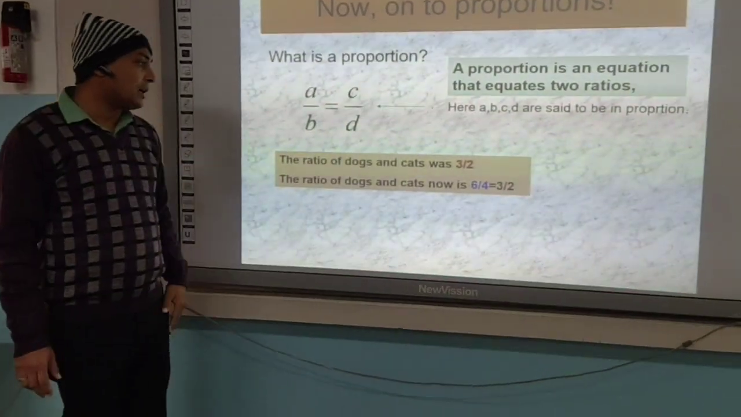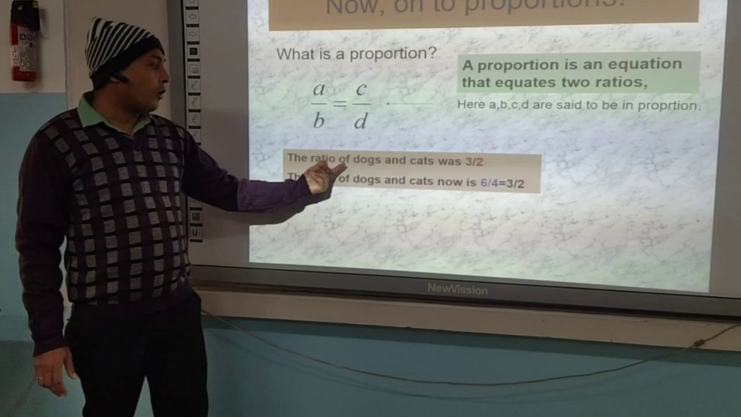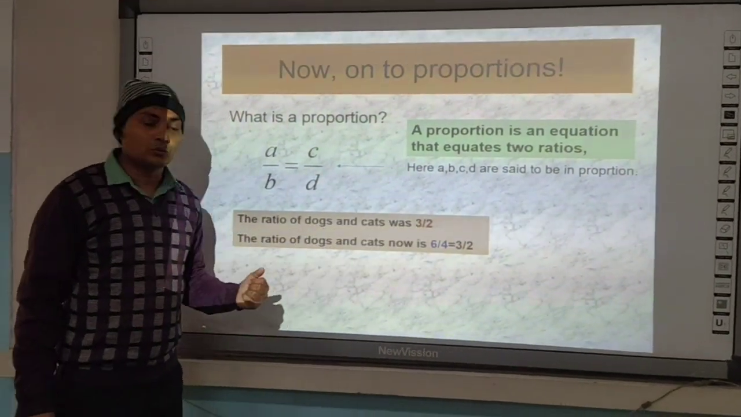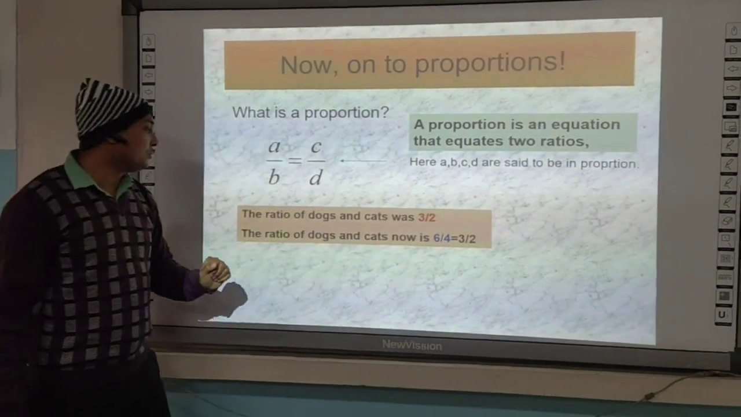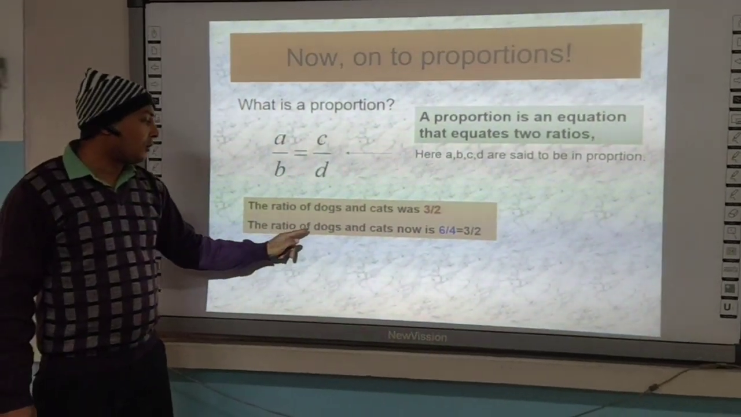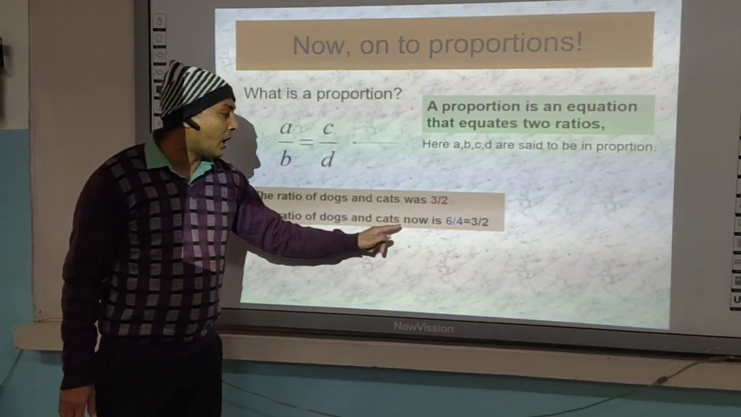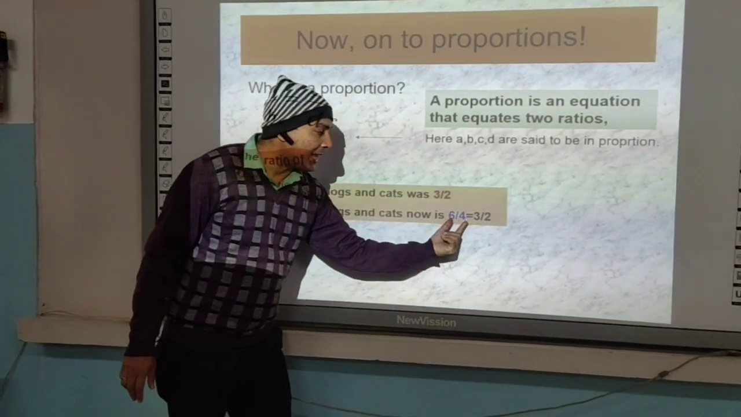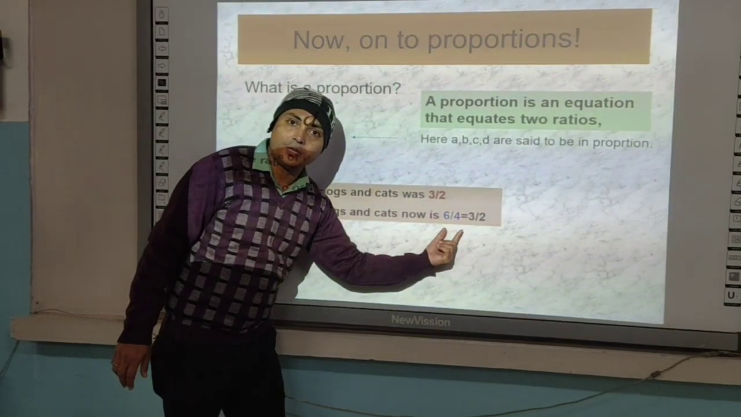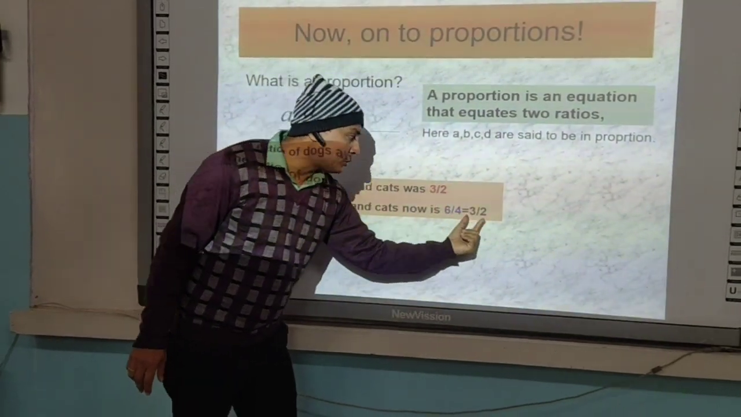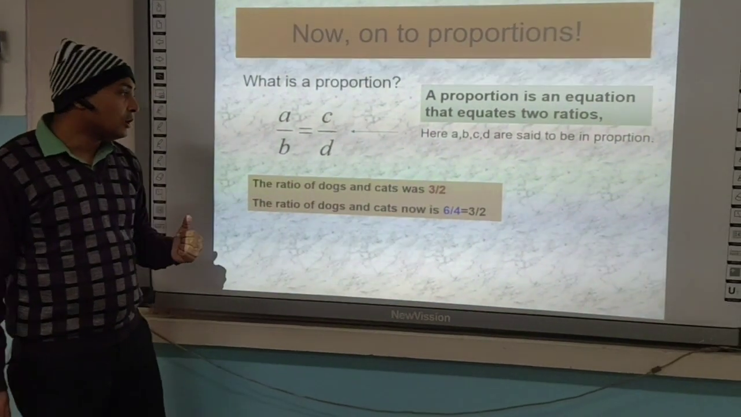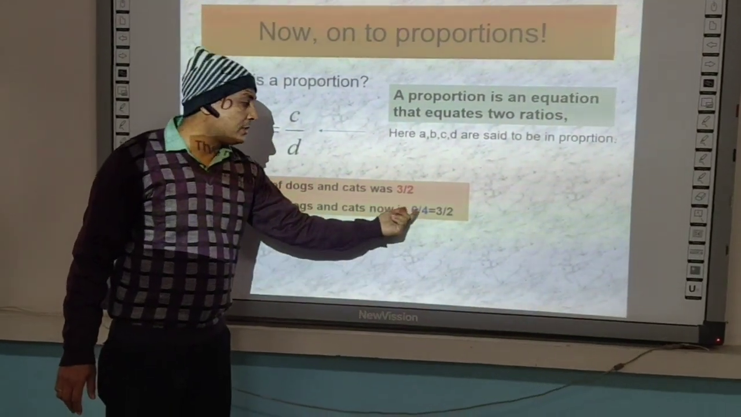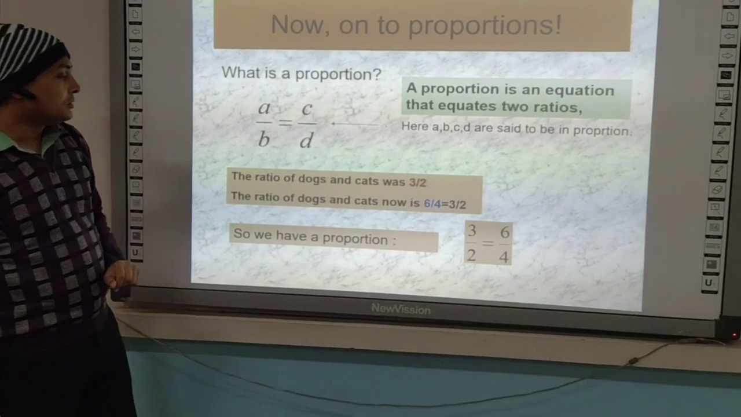Now see one more example. The ratio of dogs and cats was 3 by 2. And the ratio of dogs and cats now is 6 by 4. So see, 6 by 4 can be written as 3 by 2 because we can divide both by 2. So they both are equal ratios. So now we can say 3 by 2 is in proportion to 6 by 4.